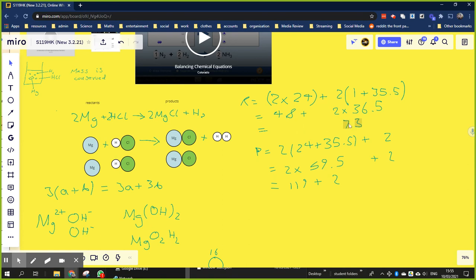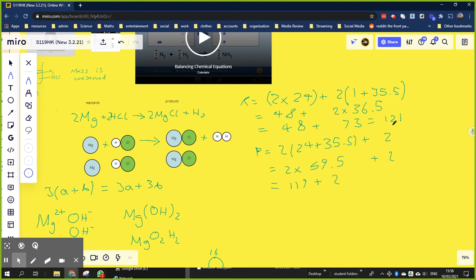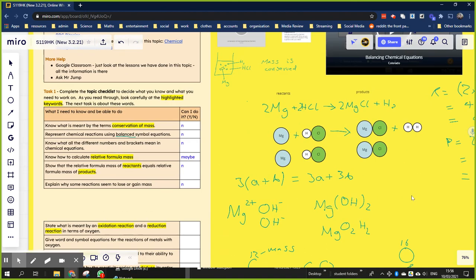That was a 73, but then of course we've still got to add the 48. So 48 plus 73. Right, so that's 121, and afterwards we've got 119 plus 2, which is equal to 121. So show that relative formula mass is equal. Okay.